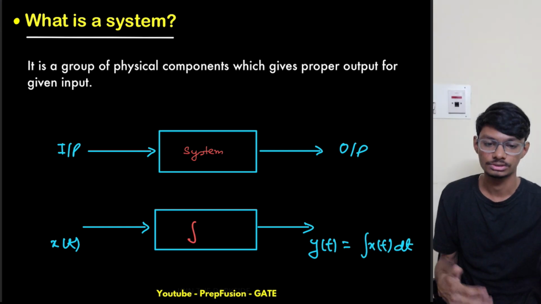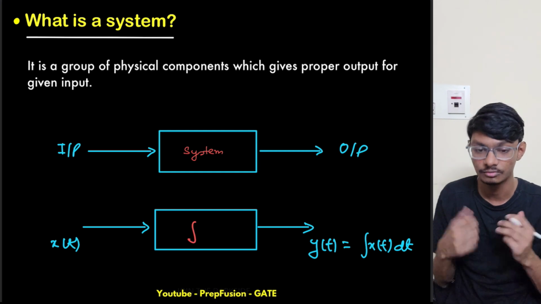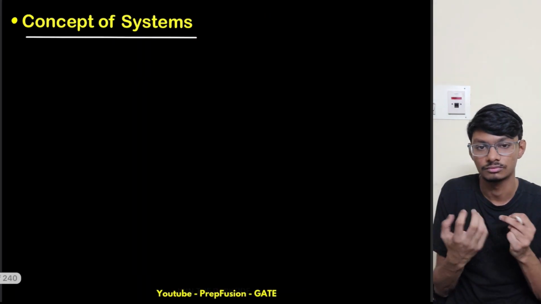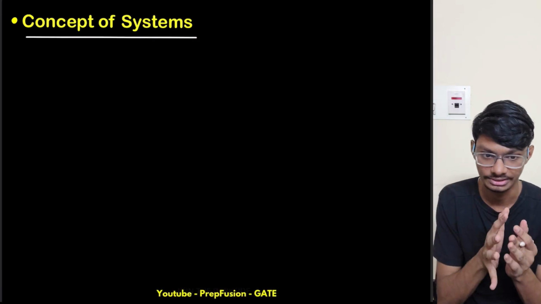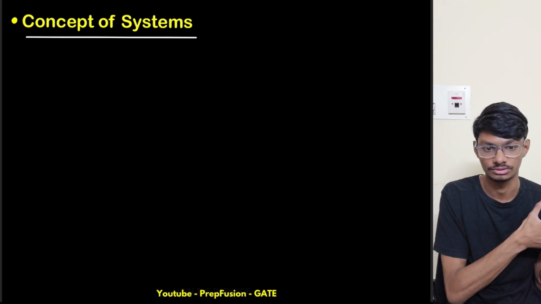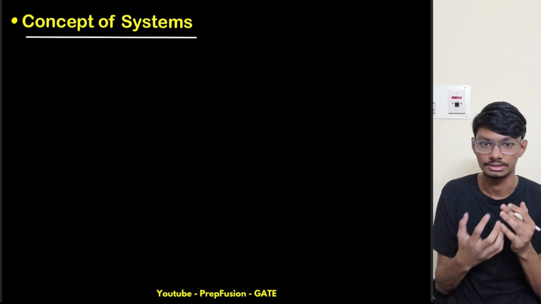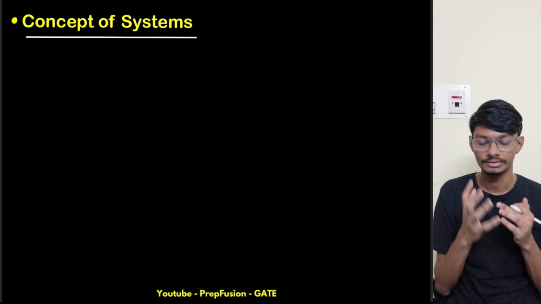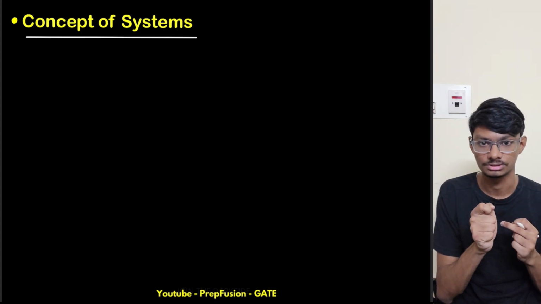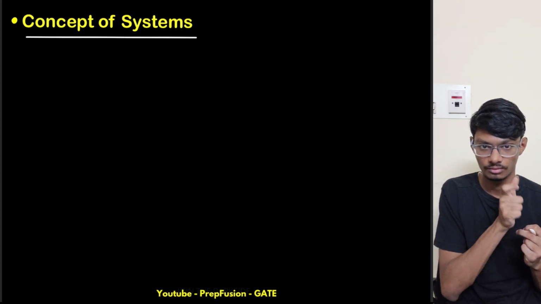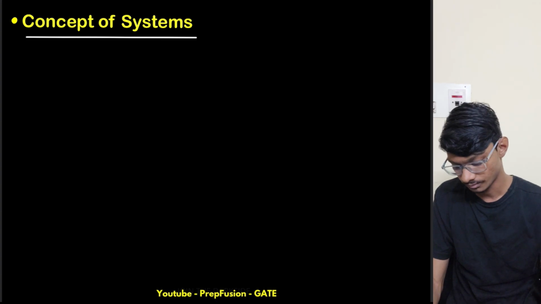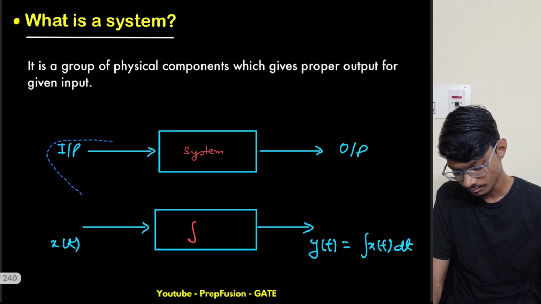So this is basically what a system is. What does a system mean? We give it some excitation and we get some response. But in our control systems, we'll always study LTI systems. I will explain what LTI means. So again, let me take this.